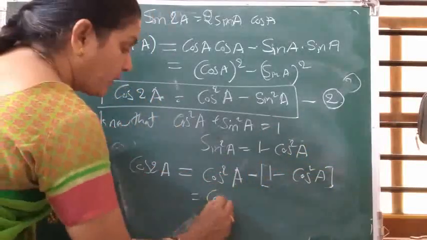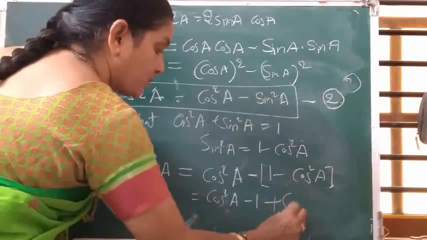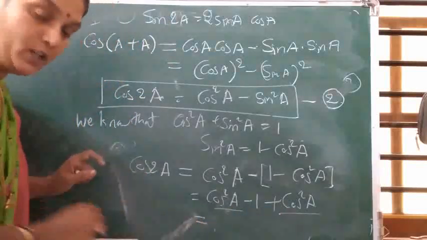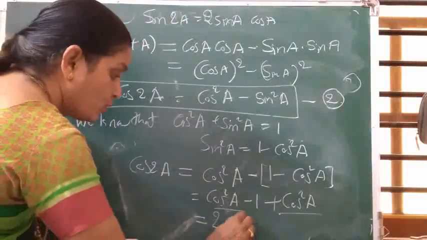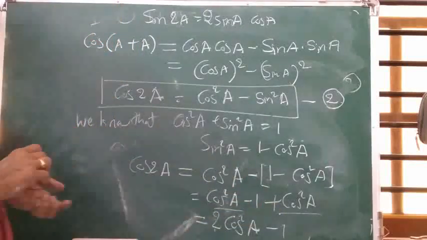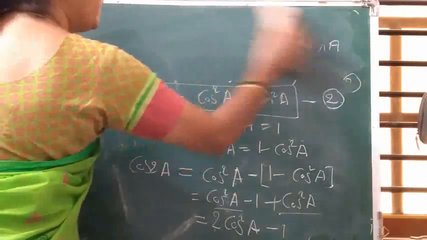When you remove the bracket, what happens? Cos square a minus 1, minus into minus plus cos square a. Okay, how many cos square a's are there? 2 cos square a's are there. 2 cos square a, there is minus 1, it is kept as it is. Okay.